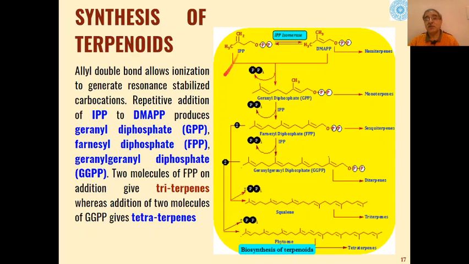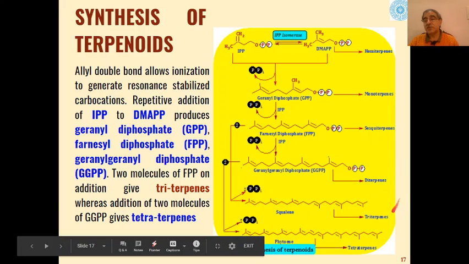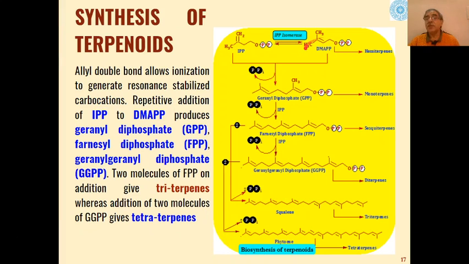Then like this, different types of hemiterpenes, monoterpenes, sesquiterpenes, diterpenes, triterpenes, and tetraterpenes can be formed from the reaction of IPP with DMAPP. So when one molecule of IPP and one molecule of DMAPP combine with each other, we will get geranyl diphosphate as the product with the elimination of one diphosphate from these two. And this geranyl diphosphate is an example of monoterpenes.